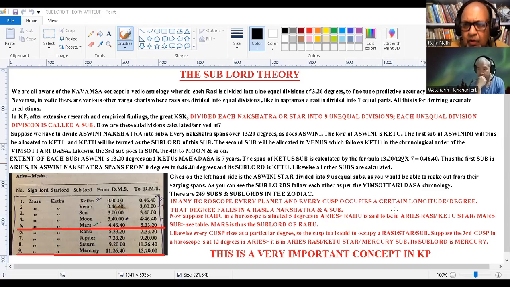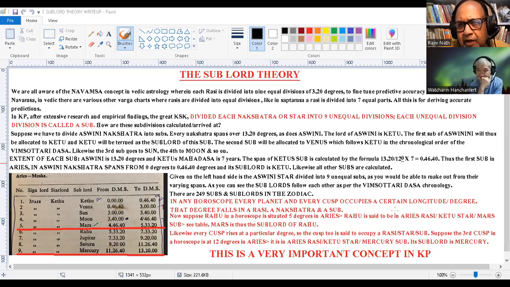Now, this is what you have to understand. Like Navamsa, it is simple: 30 degrees divided by 9. So one part of the Navamsa is 3 degrees and 20 minutes. The entire zodiac is divided into 108 parts; each Rashi is divided into 9 parts. That is Navamsa. But here, what Krishnamurti ji did, there is no equal division.